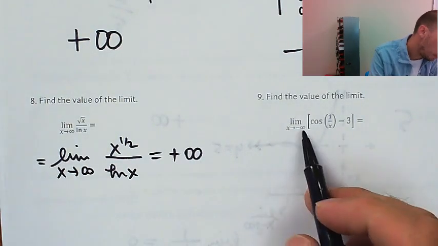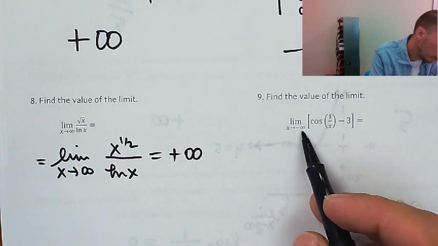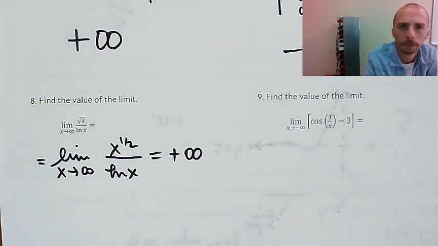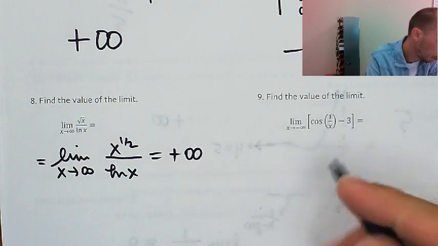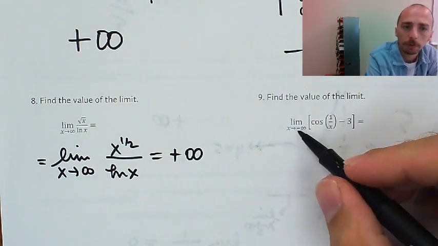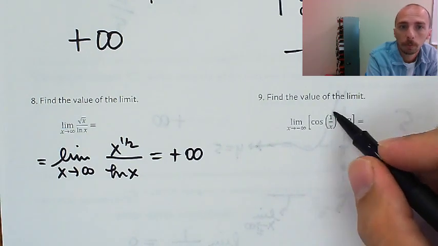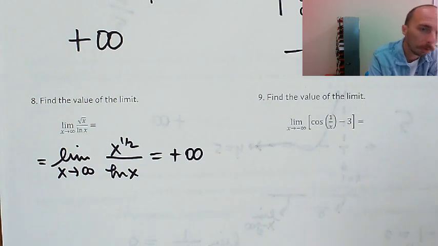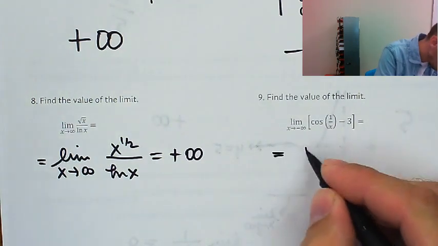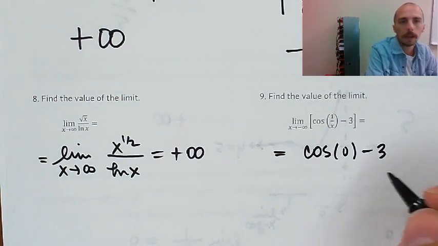Okay. And then now this one, as x is approaching negative infinity, the only thing that we can really determine is the behavior of this 1 over x. Okay, and as x approaches negative infinity, 1 over x goes towards 0, right? We're dividing by a huge negative number. 1 divided by a huge negative number is going to be very close to 0. So this is going to be equal to the cosine of 0 minus 3.